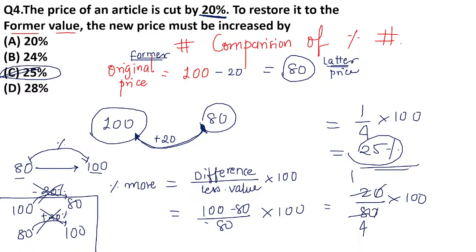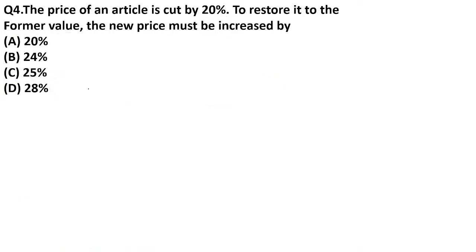Fast, fast, everyone. Got it? How to solve this? Should I give you one question based on the same concept? Just I'll give you different values. Suppose, for example, the price of an article is now cut by 40%.